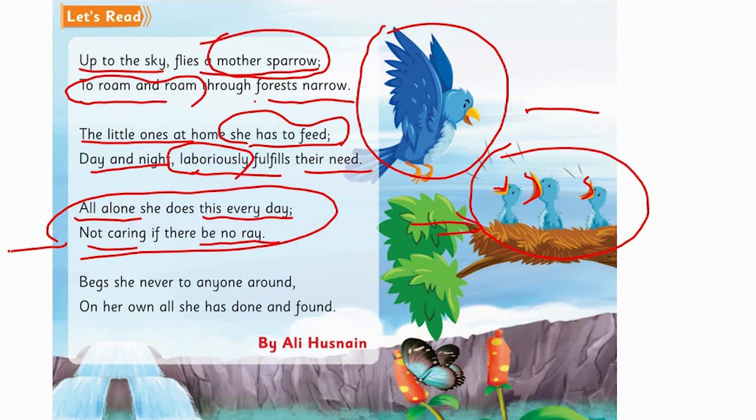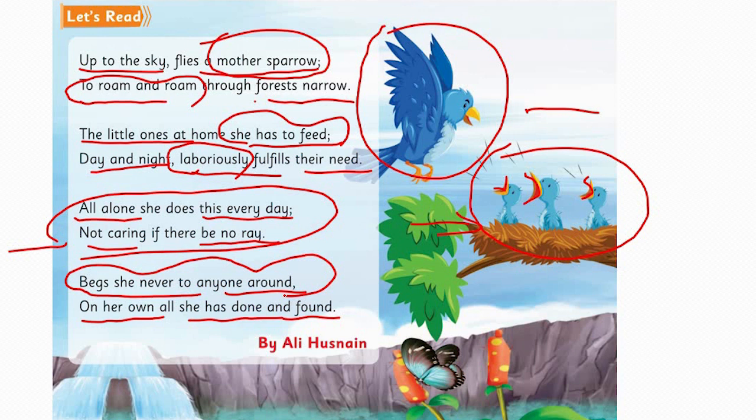She has to care about her children, that they are hungry and they are waiting for her, and she has to bring them food. Begs she never to anyone around, on her own all she has done and found. Begs, she doesn't beg from anyone to eat. On her own all she has done and found. All the things she has done herself, and she has a pride in herself. She does it by herself, and she loves it, and she loves to bring the food to her children. It satisfies her, the motherhood.